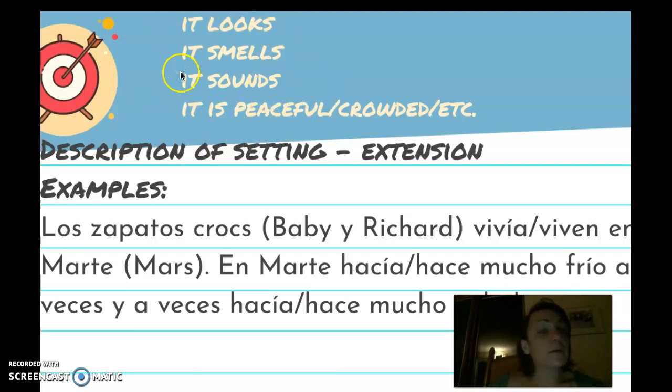When Richard goes to Taco Bell, what does it look like? Es el restaurante, era muy grande, era pequeño. Era limpio, was it clean? Or era sucio, was it dirty? It smells. ¿Cómo olía? Olía bueno, olía malo, olía a tacos. It smelled like tacos. How did it sound? Did you hear voices? Was the place peaceful? Was it crowded? Whatever.